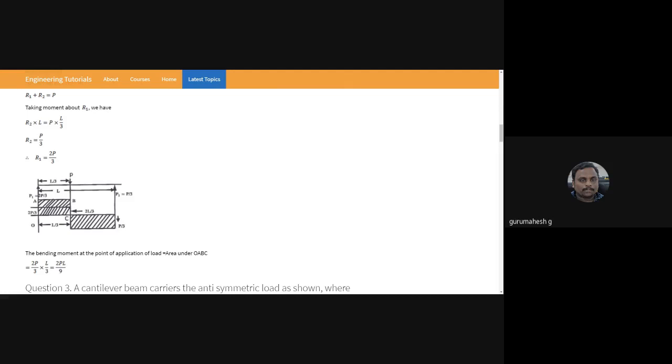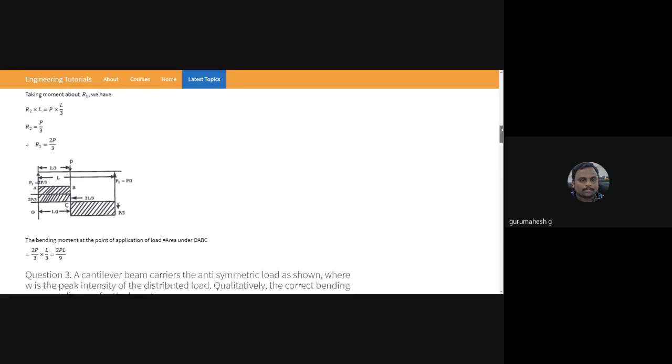So first one is R. Simplifying. So P by 3 into L. Sorry, P by 3 into L, PL by 3, minus P into L. By taking the LCM, we'll get the answer 2PL by 9. So like that, they have been asking problems in previous years.